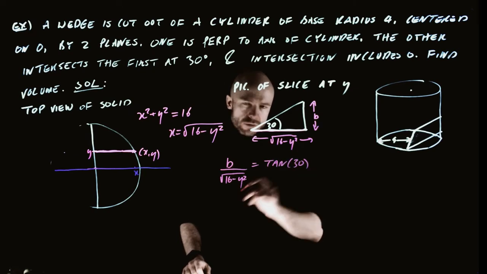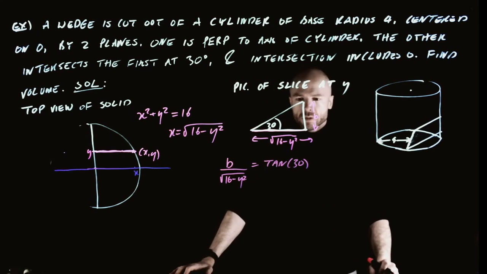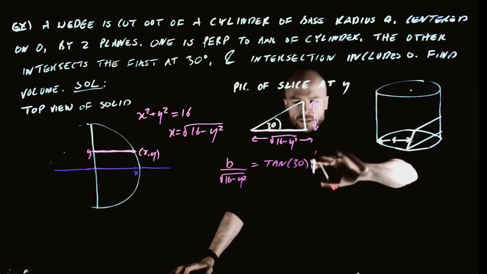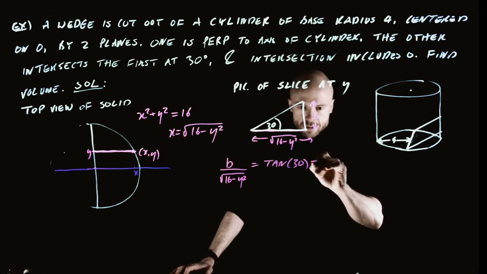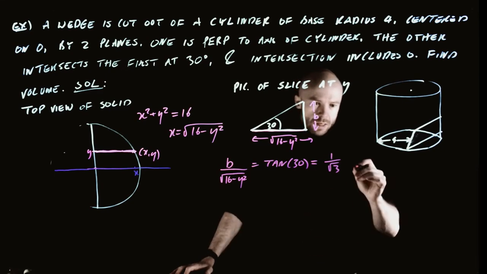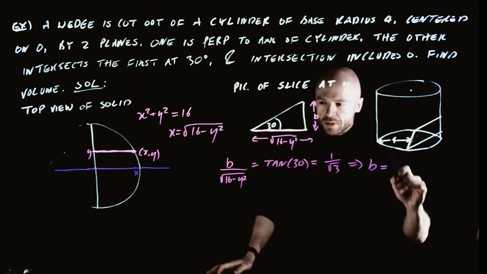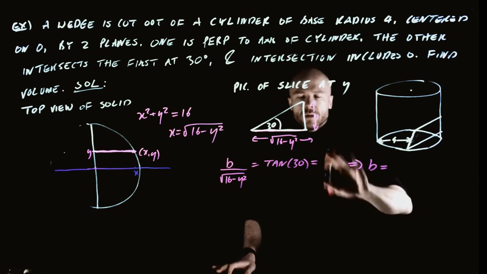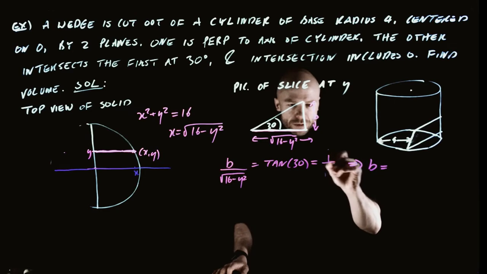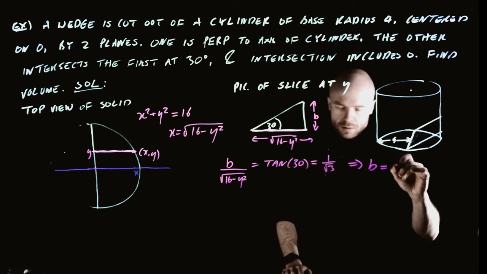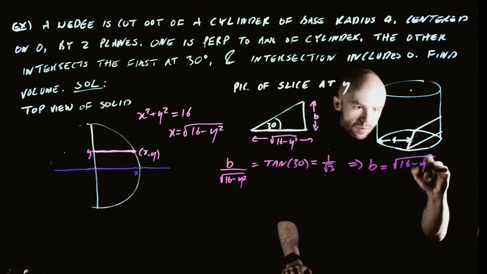I do not have a picture to give you tan 30, and it's not a simple one. I'm hoping if you had this in an exam, it wouldn't be one of the standard angles you're meant to know, and you'd just be given it, and it turns out to be 1 over root 3. So that means b is equal to the square root of 16 minus y squared over the square root of 3.